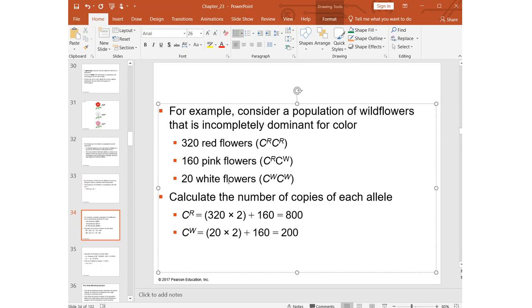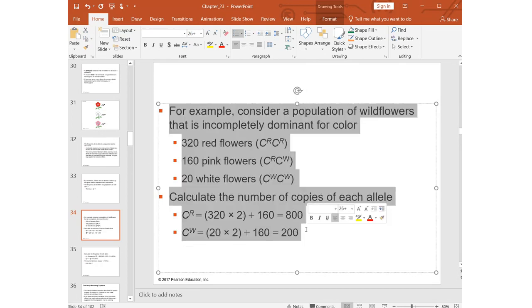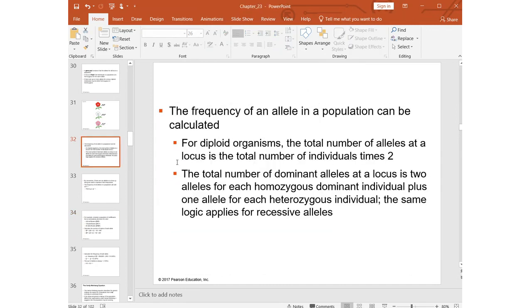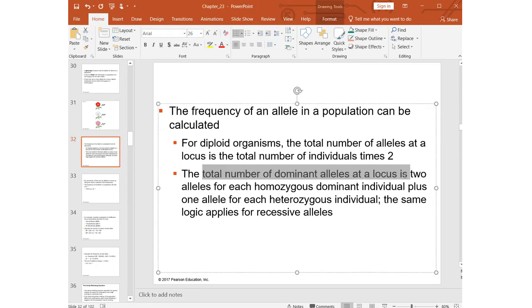So what we have on this slide is basically a practical example of what they were talking about on slide 32, when they said that the total number of dominant alleles at a locus is 2 alleles for each homozygous dominant individual plus 1 allele for each heterozygous individual.